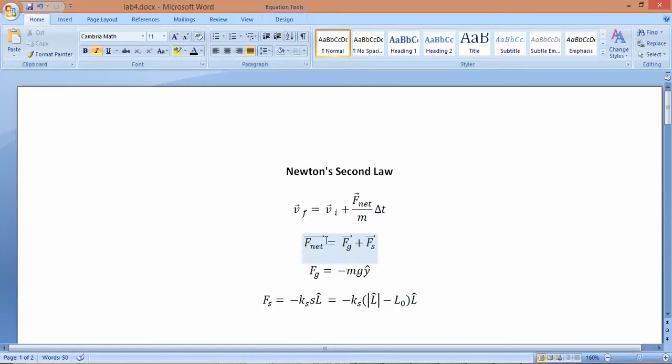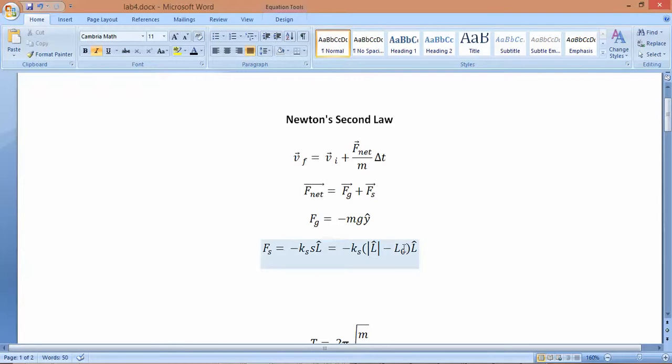So we know the net force equals the force from gravity plus the spring force, and the force of gravity equals negative mg, the mass times g, the gravity constant for Earth, and we know that the spring force equals negative k times s. So the spring constant times s, which just equals the spring constant times the length of the spring minus the relaxed length of the spring in the direction of this motion.